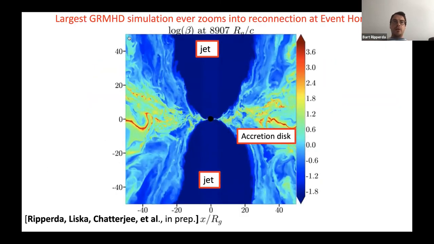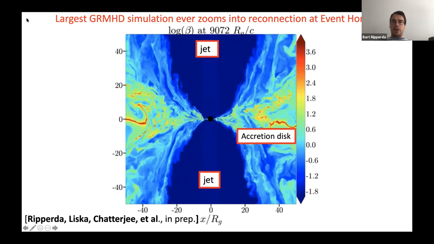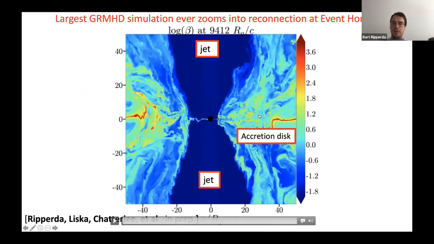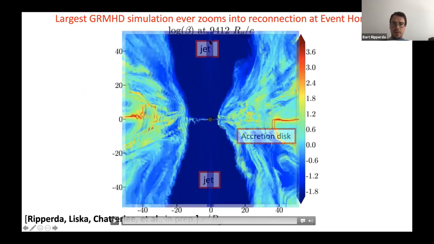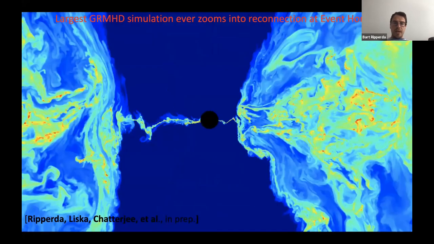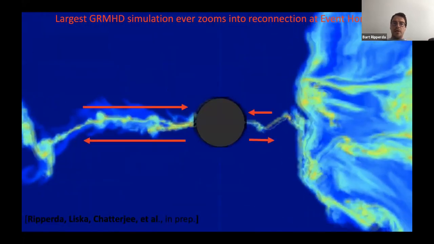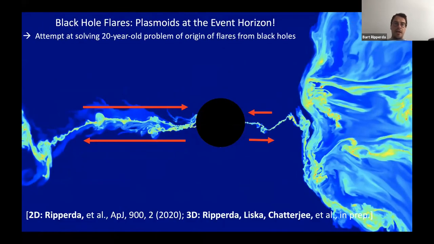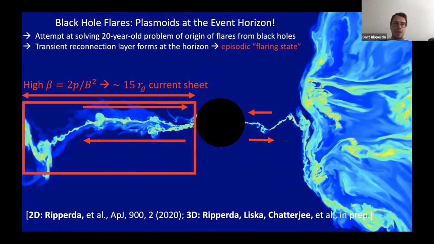And that's why we carried out the largest GRMHD simulation ever done. And here you can see the typical aspects of the simulation. You see the turbulent accretion disk here. You see the jet in the vertical escaping. And then if we zoom in, we actually see that also in 3D, such a current sheet actually forms at the horizon. And this can hopefully explain the mechanism that powers these flares that we've seen both from M87, also from Sagittarius A star. And I want to say that this current sheet forms only transiently.